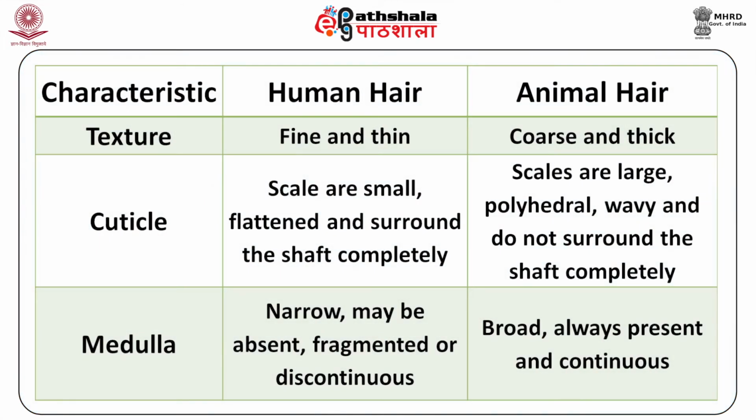For example, the texture of the hair in case of humans is fine and thin, whereas in case of animals the texture is coarse and thick. In case of human hair, the scales of the cuticle are small, flattened and surround the shaft completely, whereas in case of animals the scales are large, polyhedral, wavy and do not surround the shaft. Medulla in case of humans is narrow, and may be absent, fragmented or discontinuous. In case of animals, the medulla is broad, always present and continuous.